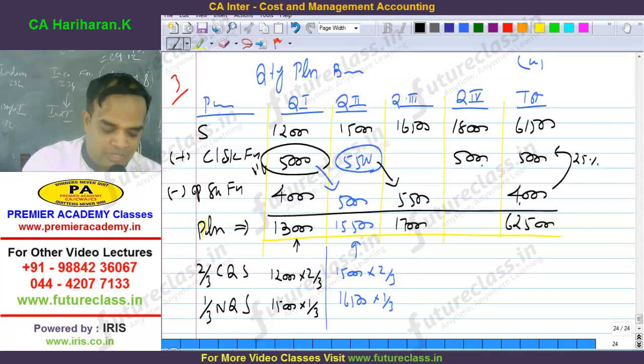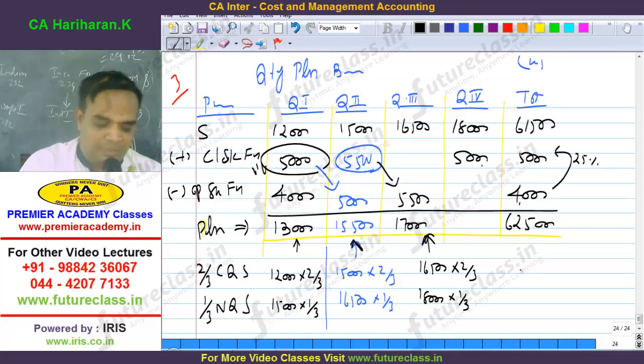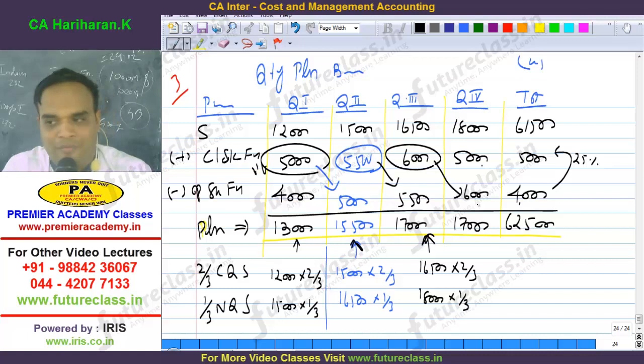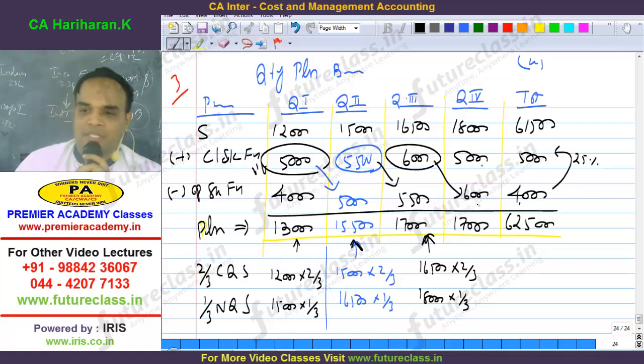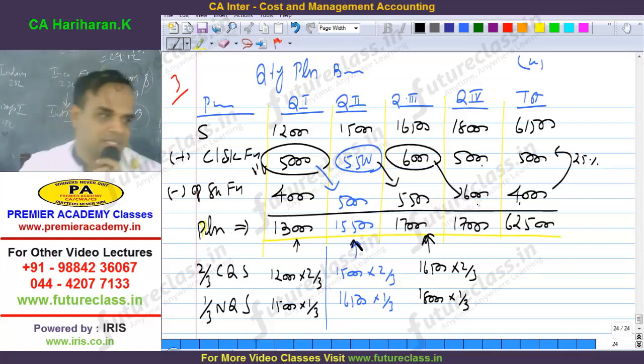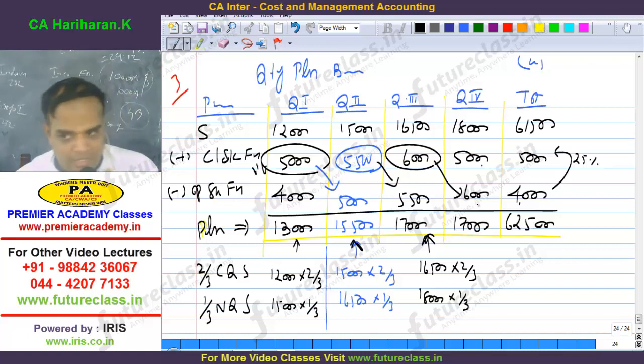Similarly, here also we have to compute what? 16,500 into 2/3 and 18,000 into 1/3 comes to 17,000. Therefore, 6,000 becomes opening. Therefore, here you no need to compute all the columns available. Therefore, how much? 17,000. How many of you understood? Quarter wise production budget. Are you with me? Clear? Now, comfortable or not?